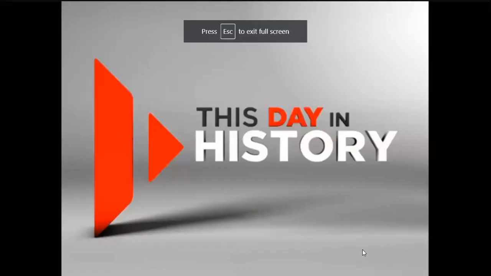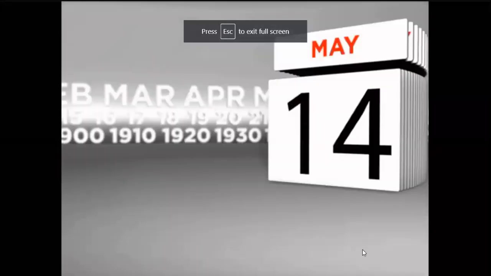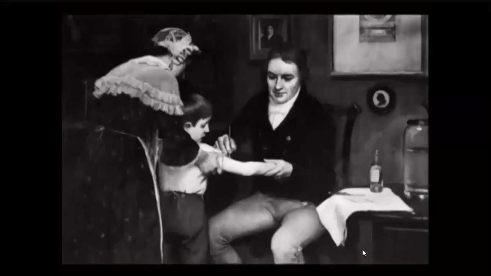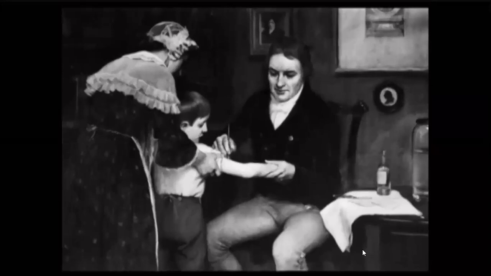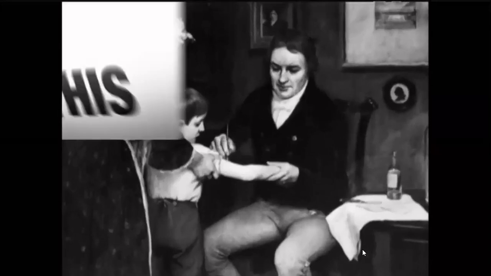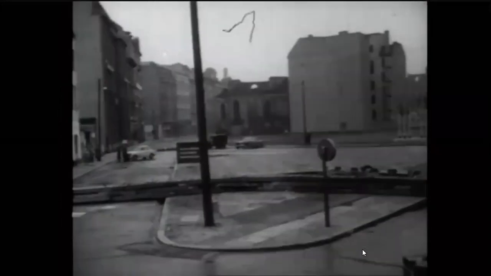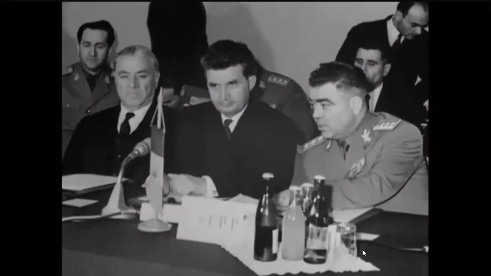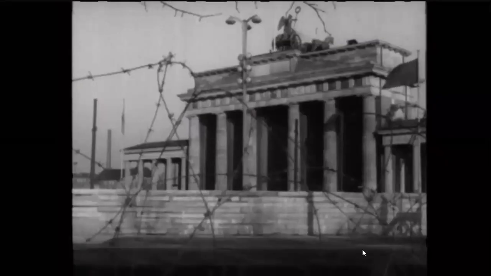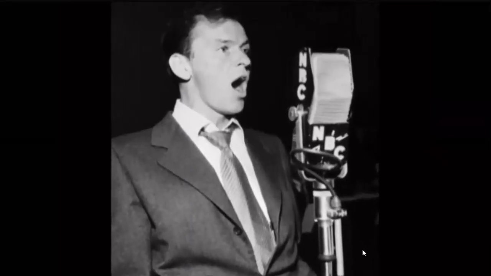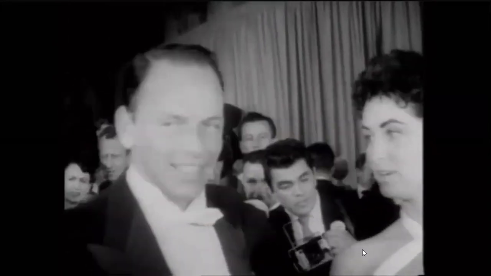Here's a look at this day in history. May 14th. In 1796, British physician Edward Jenner inoculated an 8-year-old boy with the first smallpox vaccine. In 1955, the Warsaw Pact was created by the Soviets and 7 Eastern European communist nations to counter the Western alliance of NATO. Legendary crooner and actor Frank Sinatra died on this day in 1998 at the age of 82.